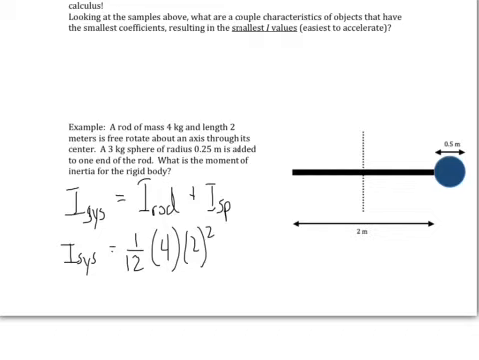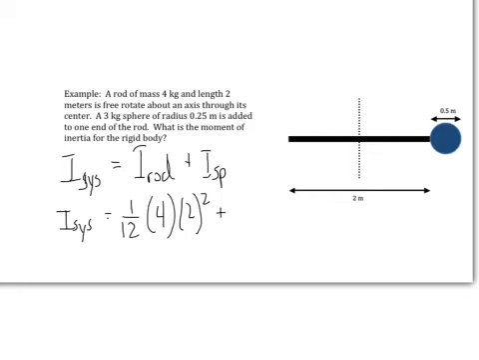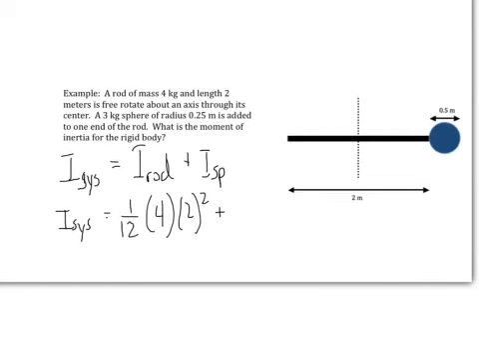Now for the sphere, if we look back up top, we can see that there are a couple of moment of inertia equations for the sphere. However, if you notice, these have to do with a sphere rotating about an axis through the sphere itself. If we go back into this problem, the sphere on the end of this rod is not being rotated about an axis through the sphere. It's away from the sphere. So really we have to think about this 0.5 meter diameter sphere as being like a point mass.